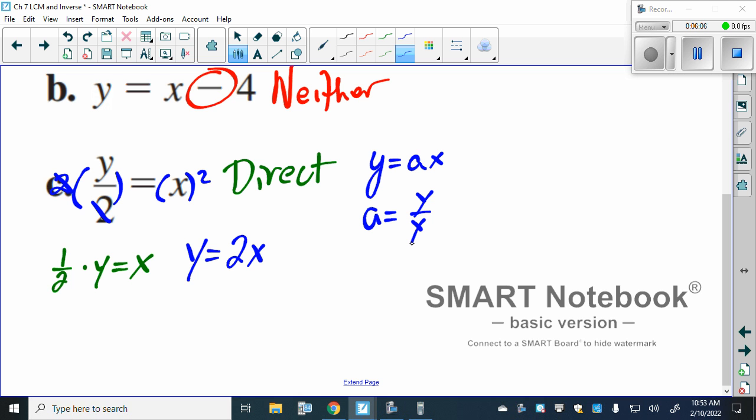And whenever x and y are on opposite sides of the equal sign, for direct variation, they're both in what? The numerator. They're both on top of the fraction. Here, x and y are both in the numerator, so this is going to be direct. If they're on opposite sides of the equation, and one of them's in the denominator, then it's going to be inverse.